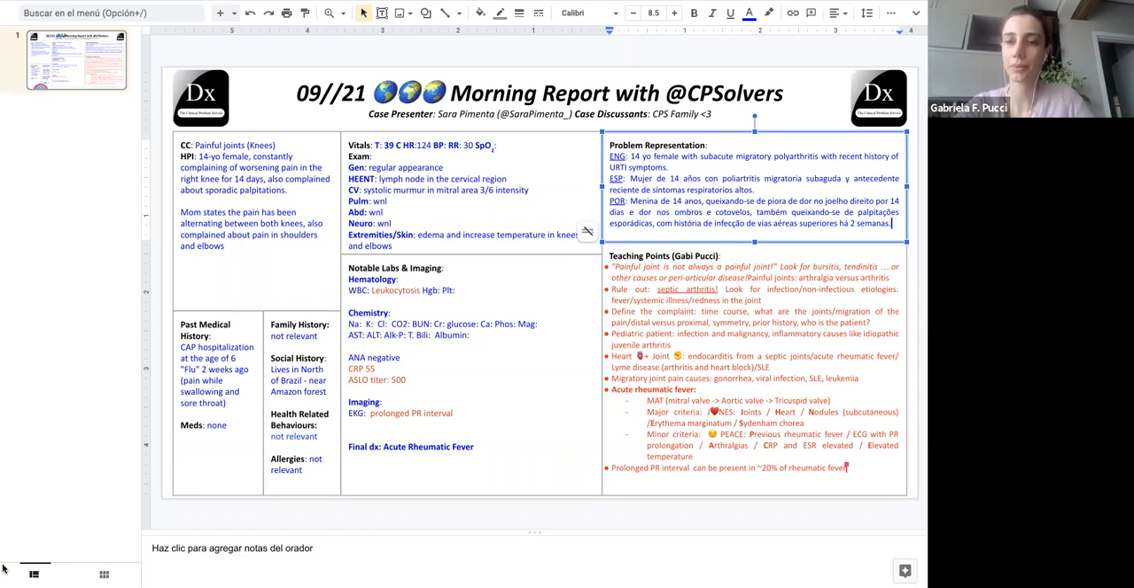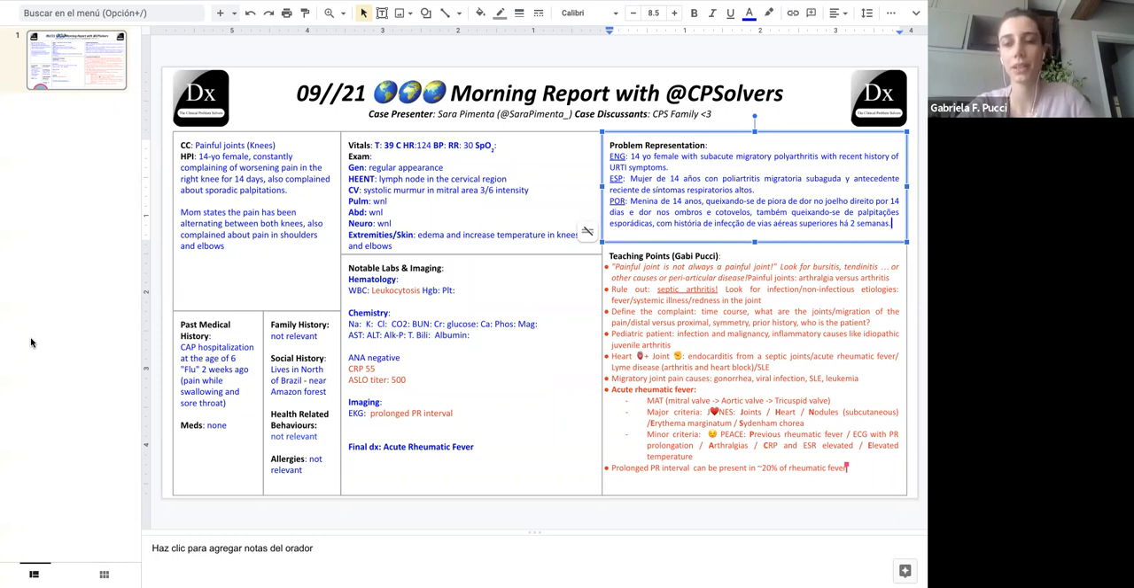And regarding acute rheumatic fever, which was the final diagnosis, we were taught about the MAT mnemonic, which tells us which valves are injured by this disease: mitral valve, aortic valve, and tricuspid valve. And we also have the major and minor criteria for rheumatic fever. The major criteria are the Jones criteria, which stands for joints, heart, nodules, erythema marginatum, and chorea. And the minor criteria stands for PEACE, which means previous rheumatic fever, ECG with PR prolongation, which this patient had, arthralgias, CRP and ESR elevated, and also elevated temperature.